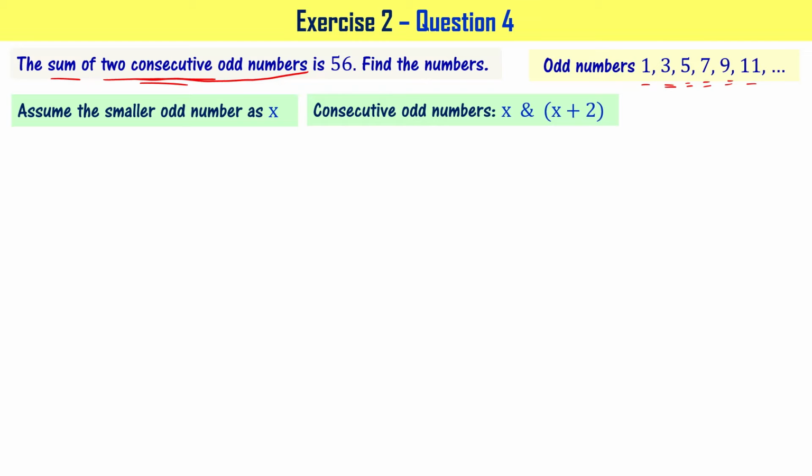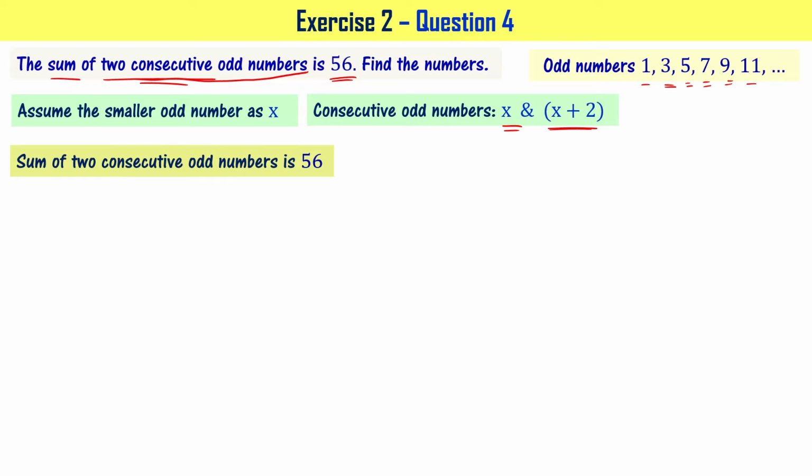right? So x and x plus 2 are two consecutive odd numbers. Their sum is 56. That's what is said, right? Sum of two consecutive odd numbers is 56. It means I can write x plus x plus 2 equal to 56, right? Rearrange this equation such that you can write it as 2x plus 2 equal to 56, right? I have added x plus x, that is 2x, and plus 2 is written as this. 2x plus 2 equal to 56. This is the equation we are looking for, right?